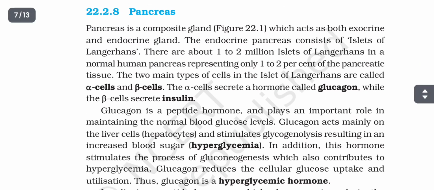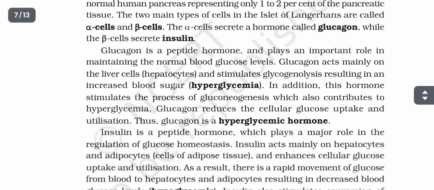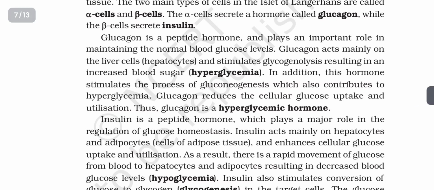Pancreas. The pancreas is a composite gland which acts as both an exocrine and endocrine gland. The endocrine pancreas consists of islets of Langerhans. There are about 1 to 2 million islets of Langerhans in a normal human pancreas, representing only 1 to 2% of the pancreatic tissue. The two main types of cells in the islets of Langerhans are called alpha cells and beta cells. The alpha cells secrete a hormone called glucagon, while the beta cells secrete insulin. Glucagon is a peptide hormone and plays an important role in maintaining the normal blood glucose levels.